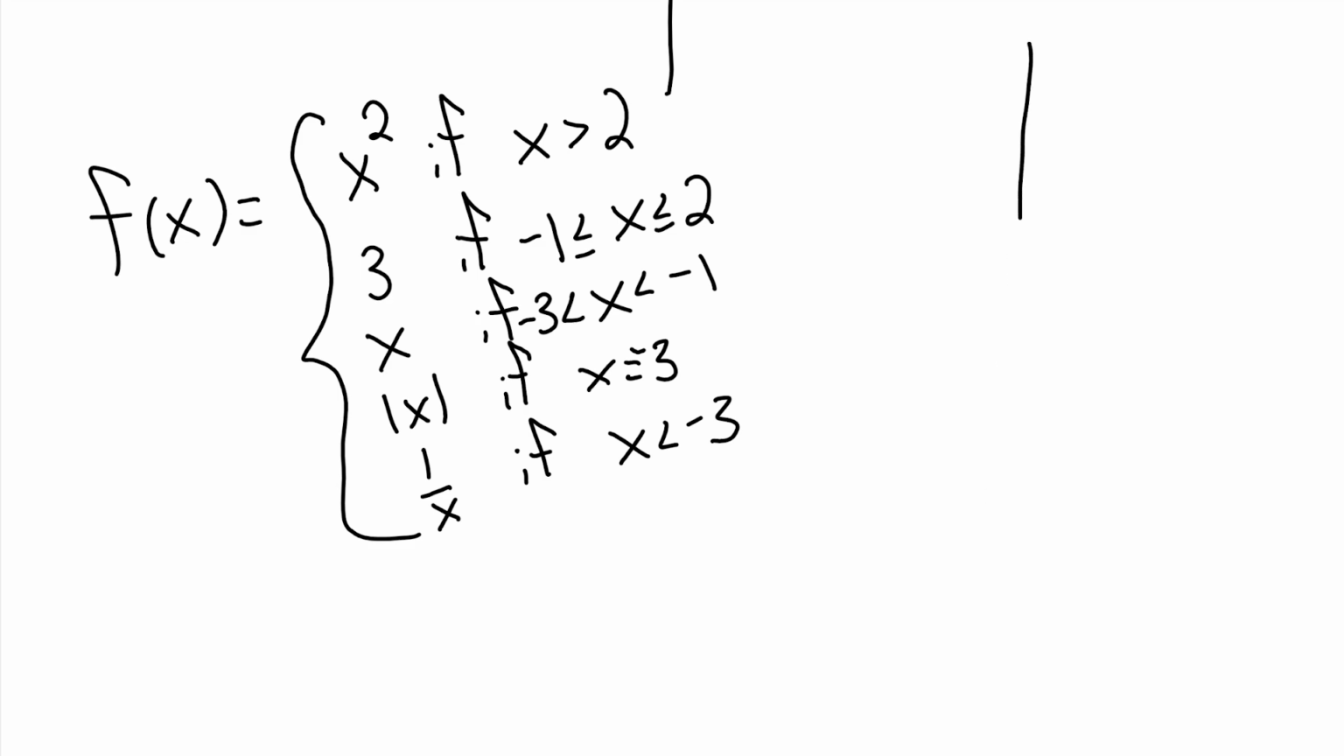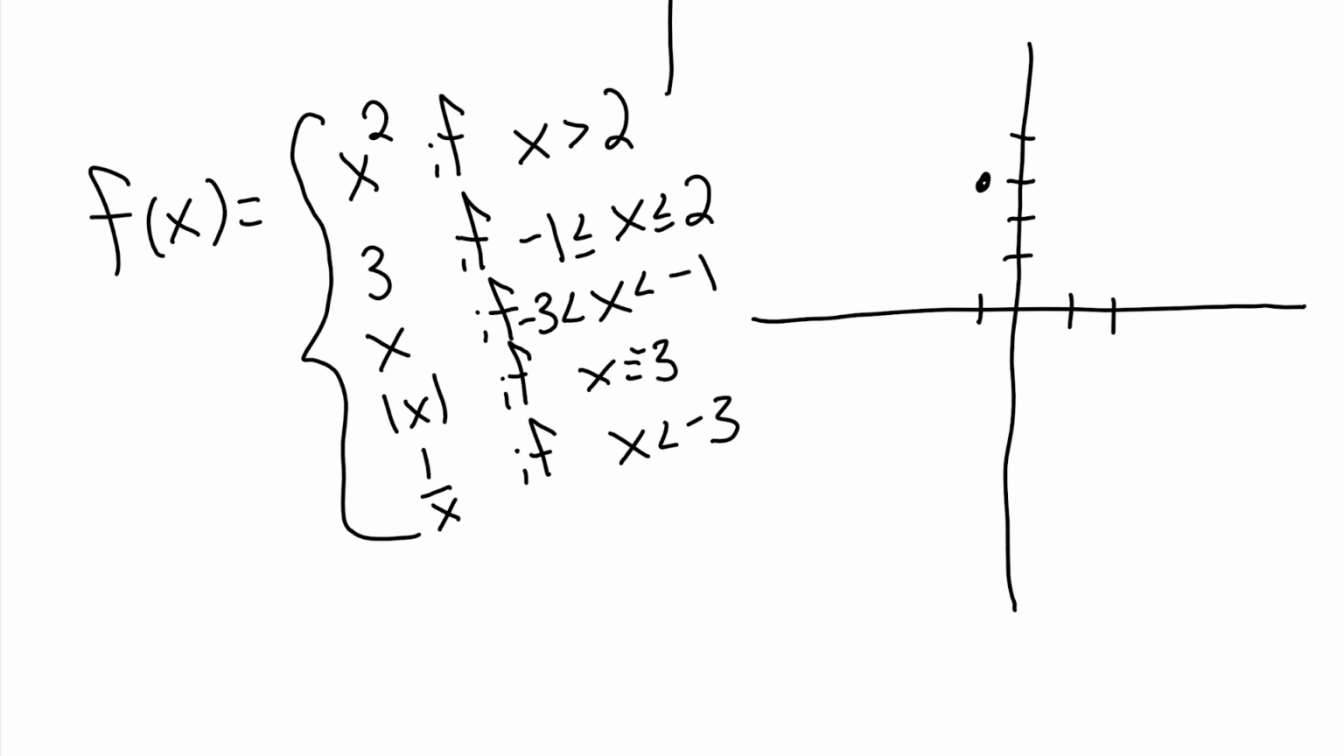So in order to graph this, we want to plug in points from every one of the pieces here and kind of use our knowledge of the parent graphs to help guide us in the shape. Okay, so some of the easy ones first. If x is between negative 1 and 2, it's just going to be equal to 3, the constant function. So at negative 1, it's 3. At 2, it's 3. And everything in between is 3.